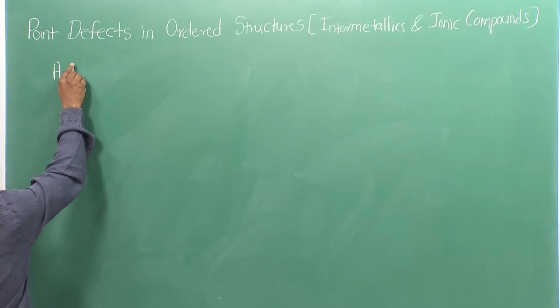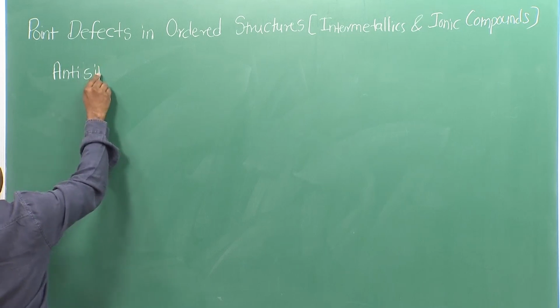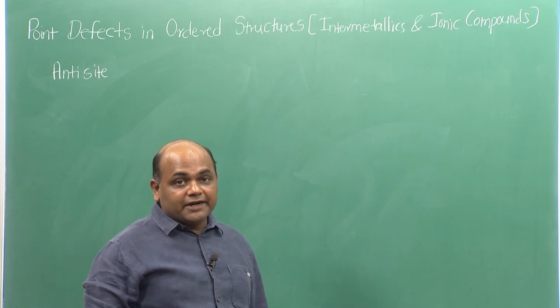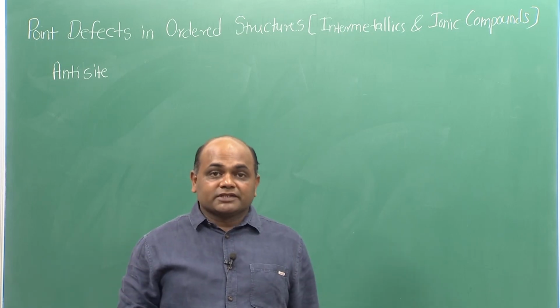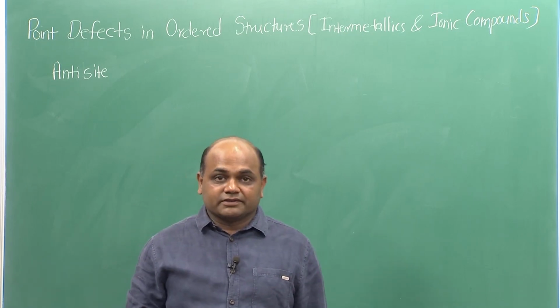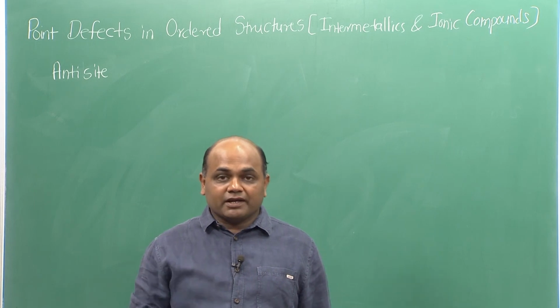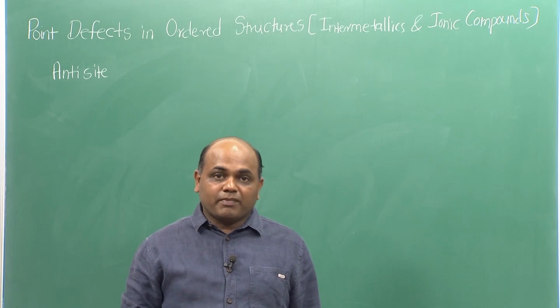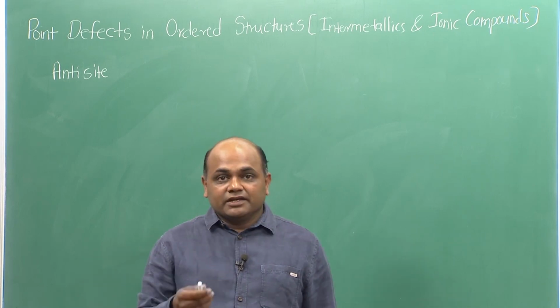Next type of defect is called an anti-site. As the name suggests, it is an atom occupying a site on a wrong sublattice. So, B atom occupying an A sublattice site or an A atom occupying a B sublattice site is called an antisite.